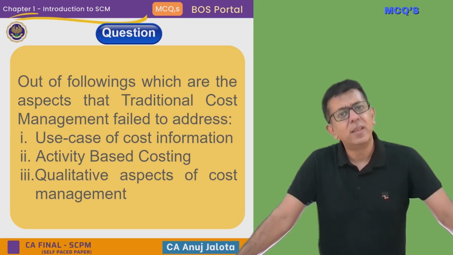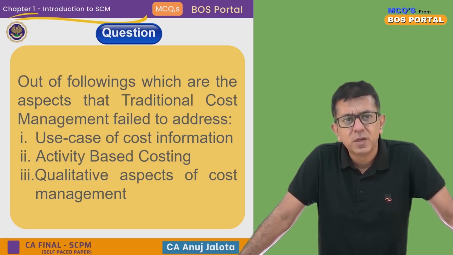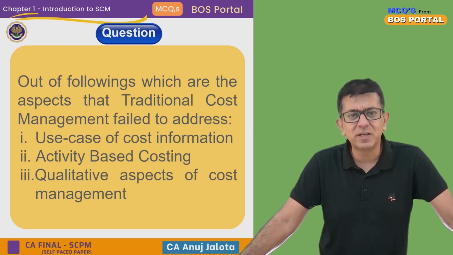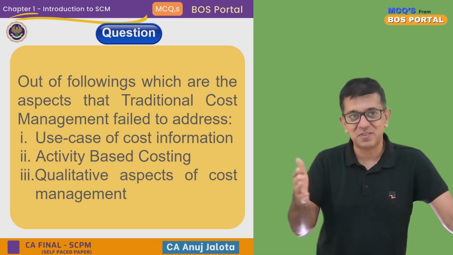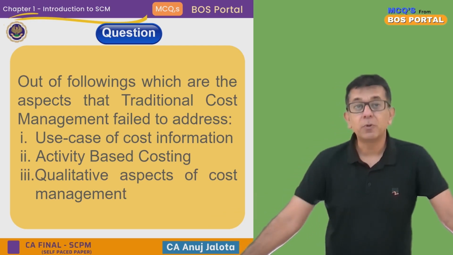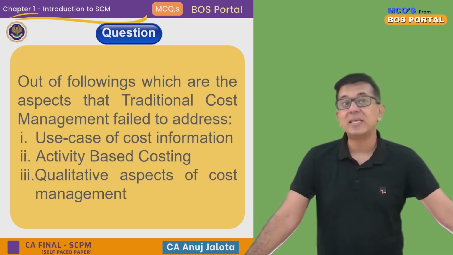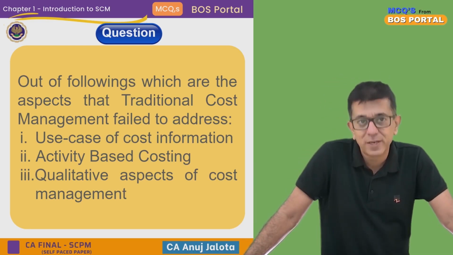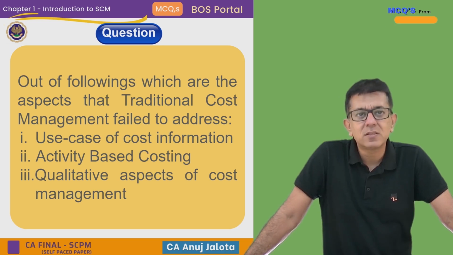We are doing chapter number 1, Introduction to SCM. The question for today is actually the difference between your CA Inter and your CA Final. Let's read it out. Out of the following, which are the aspects that traditional cost management failed to address?